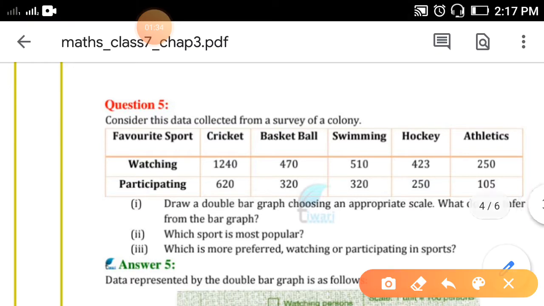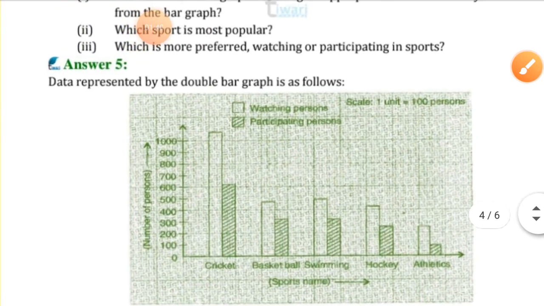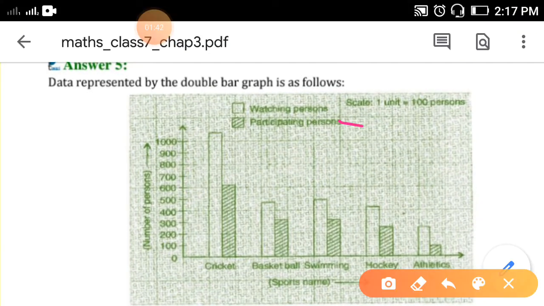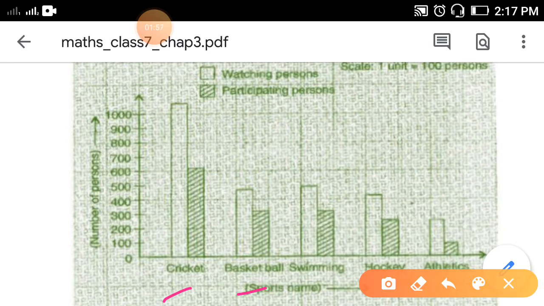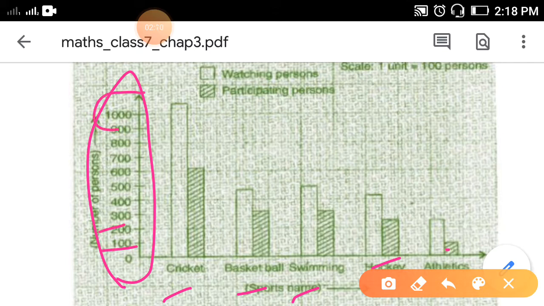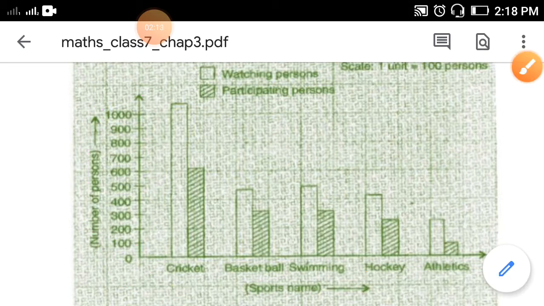So what is the maximum number of people? 1240. So you have to choose a scale: 1 unit, 1 centimeter, is equal to 100 persons. Then only you can reach up to 1000 or 1200. First write cricket, basketball, swimming, hockey and athletics. Write down the names. Here write the number of persons: 0, 100, 200, 300, 400 up to 1000. Then you can write 1100, 1200, 1300, though it is not written here.